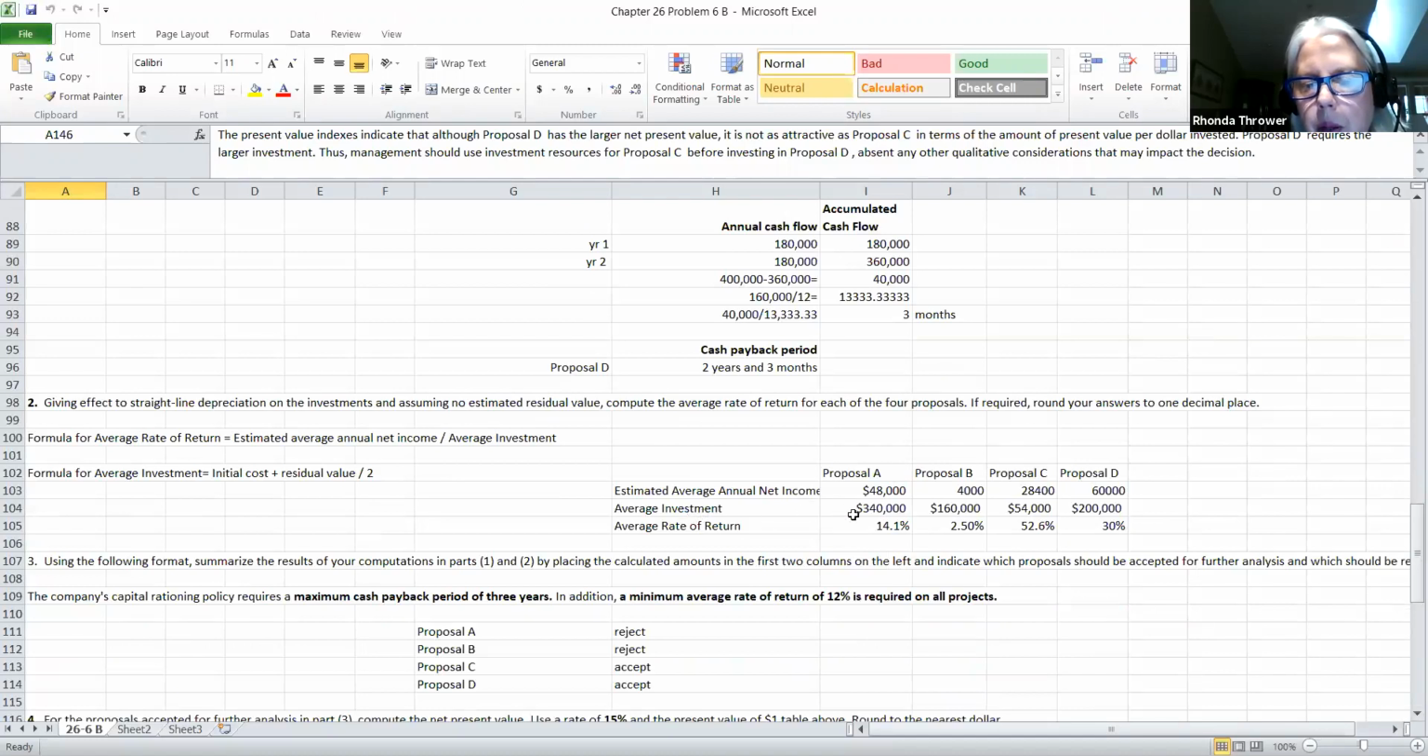Notice I've written down a place for the average investment, so you can calculate the average rate of return by taking the $48,000 and dividing it by $340,000. This will give you 14.1% rounded. So proposal A has an average rate of return of 14.1%. You do the same thing for each of these proposals. Use these formulas, divide the average investment into the annual net income to get your percentages.